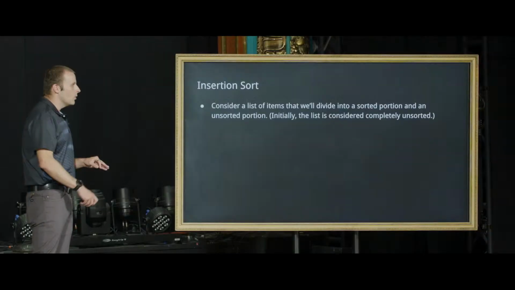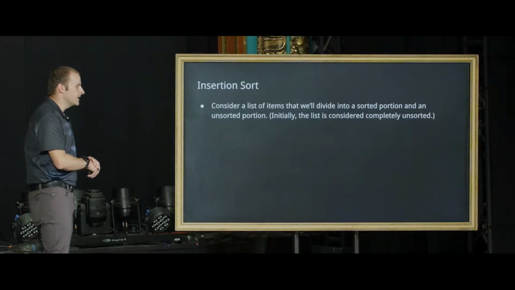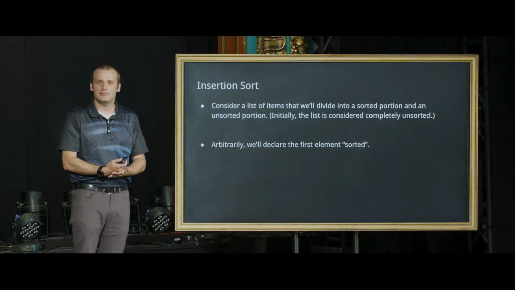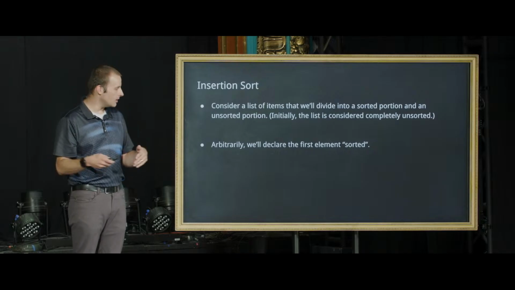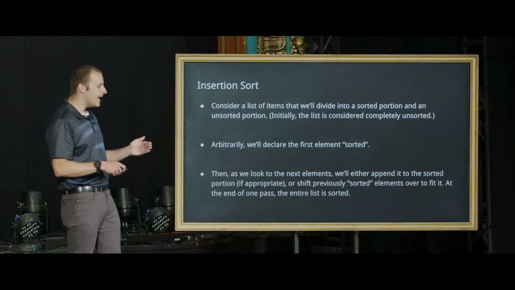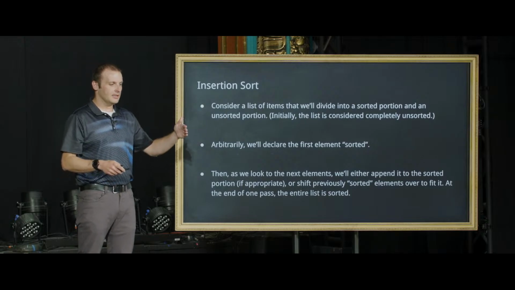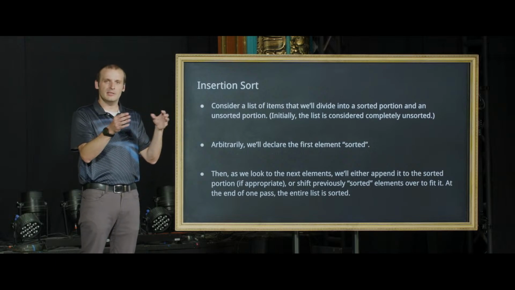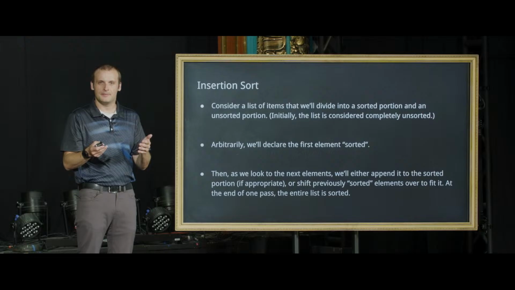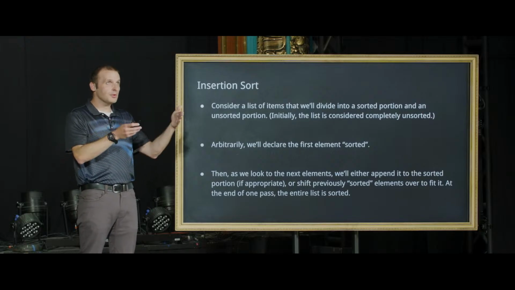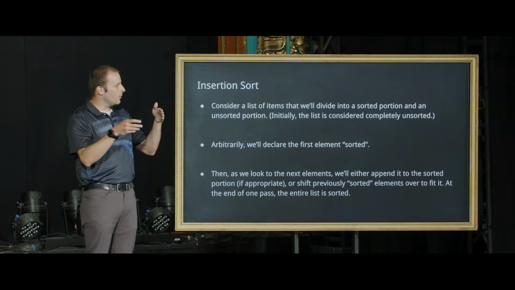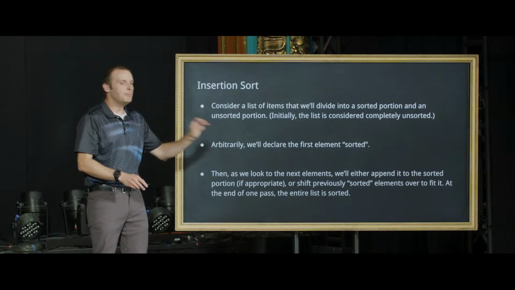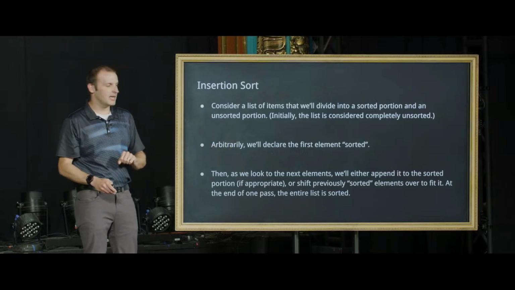So with insertion sort, we're going to, again, start with a completely unsorted list and call the whole thing unsorted. Arbitrarily, we're going to say the first thing we see has been sorted. Seems kind of weird, but OK. We declare the first thing sorted. Then we look at the next element. And if it is out of order, we're going to shift or rearrange the elements that are sorted to fit that one into place. So, OK, as we go through, we declared the first thing sorted, and we're just going to keep shifting things around to make room as we go. So we'll look at one element at a time, put it in the right spot.